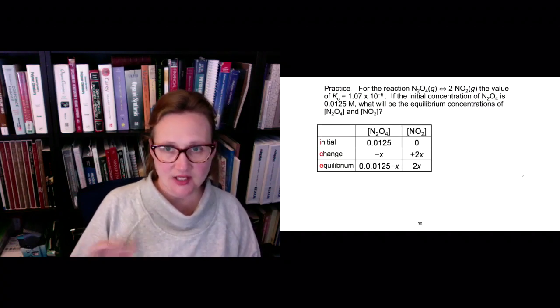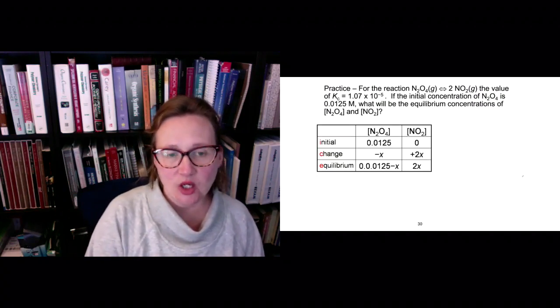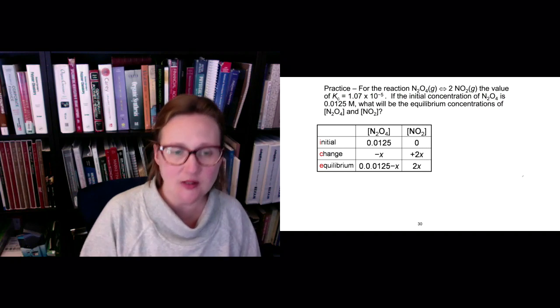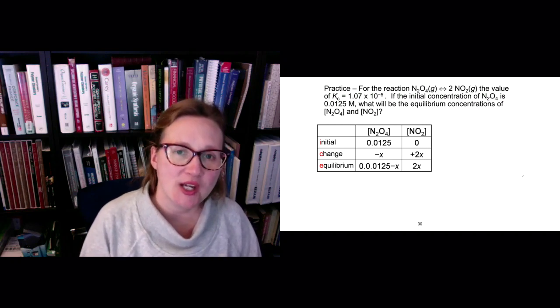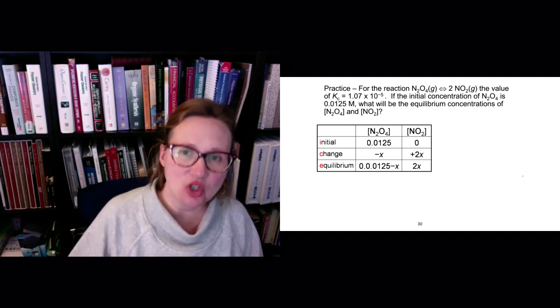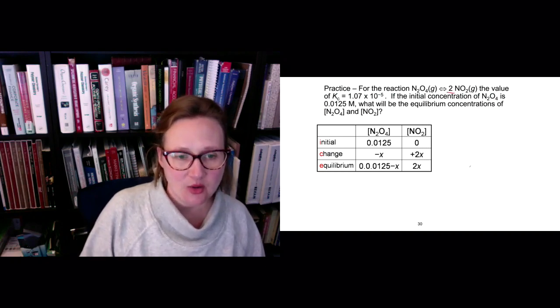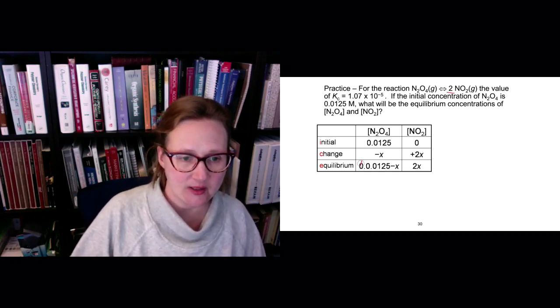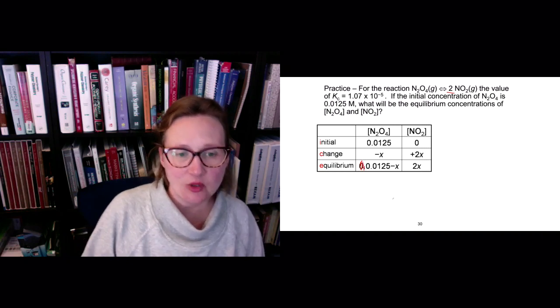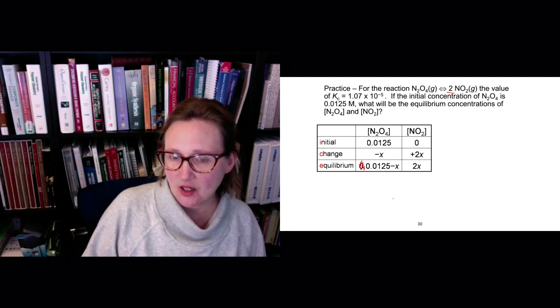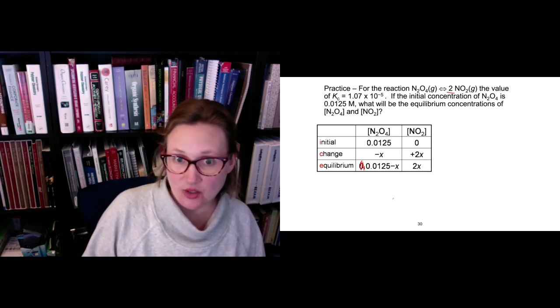All right, so let's set up our ICE table. So what we know initially is that we have 0.0125 of the reactant and no product. We're going to change by minus x and plus 2x, right? Because that's our stoichiometric coefficient. And so at equilibrium, we have 0.0125 minus x and 2x for NO2.